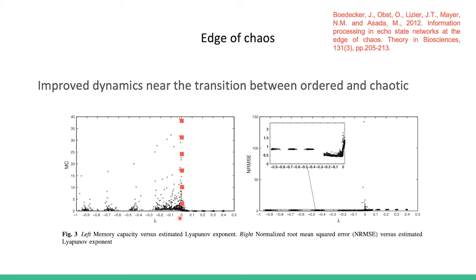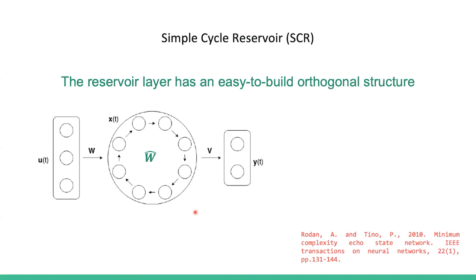Okay. So in several works, what has been observed is that, for example, if you measure the memory capacity, so the capacity to recall the delayed versions of the input, then you can see that this has a peak in correspondence of the transition between the stability and instability of the reservoir system. So edge of chaos is intriguing. And also another aspect that is intriguing is the way in which I can shape the connectivity between the reservoir connections in order to maximize performance.